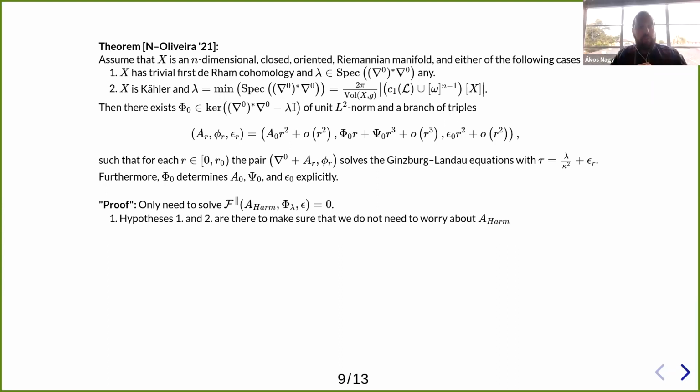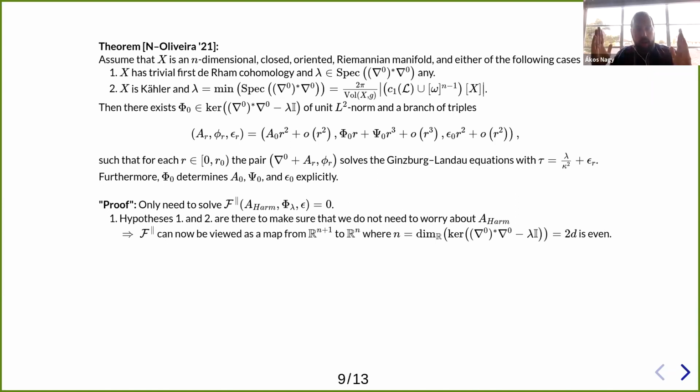And what we observed is that this trick just works on all Kähler manifolds. So we can just forget about the harmonic one forms. And what we have now is, F parallel is really just a function of phi and epsilon. So it's a map from R^(n+1) to R^n, where n is now the dimension of this eigenspace, which is even because it's really a complex vector space.